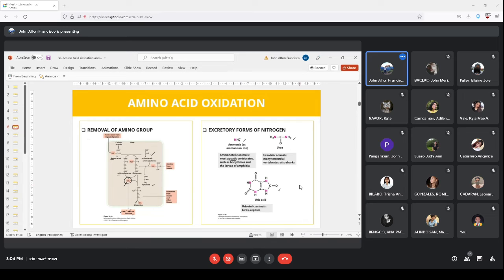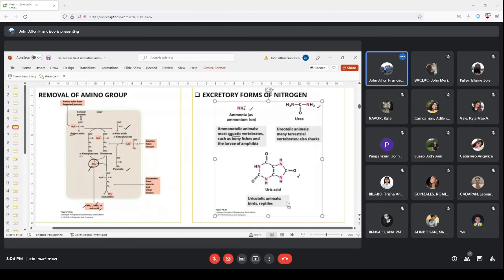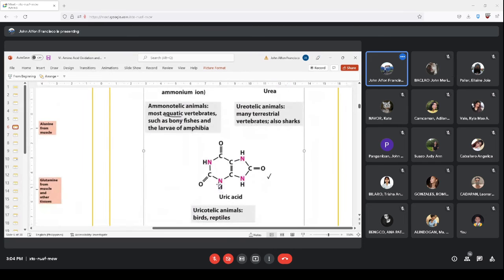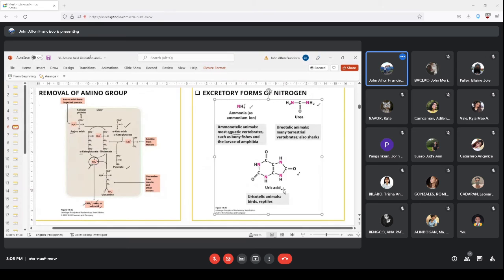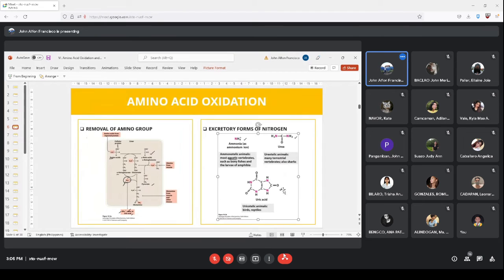I'll look in the book regarding the conversion of the amino group to uric acid, because I can't include it here. But as you can see here, the nitrogen is just one ammonia, one urea, another urea, and another carbon skeleton just to form your uric acid. So parang naka-form ka ng indole-like compound. Yun yung relationship niya.